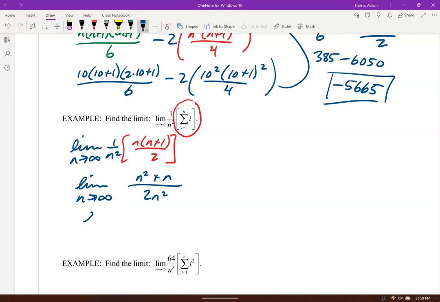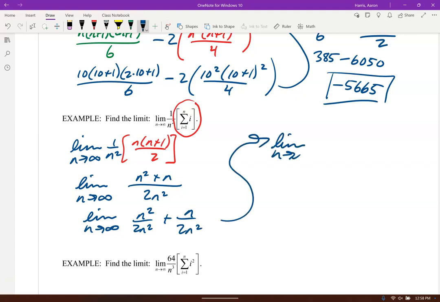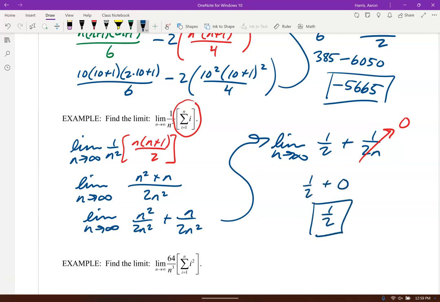And so we've got the limit, common denominator there, of n squared over 2n squared plus n over 2n squared. So we've got the limit as n goes to infinity of 1/2 plus 1 over 2n. Well, if I run this to infinity, that'll go to 0, right? 1 over this huge number, 2 times infinity, if you will. That'll go to 0. So we're just left with this 1/2 plus 0. So this just ends up being 1/2.